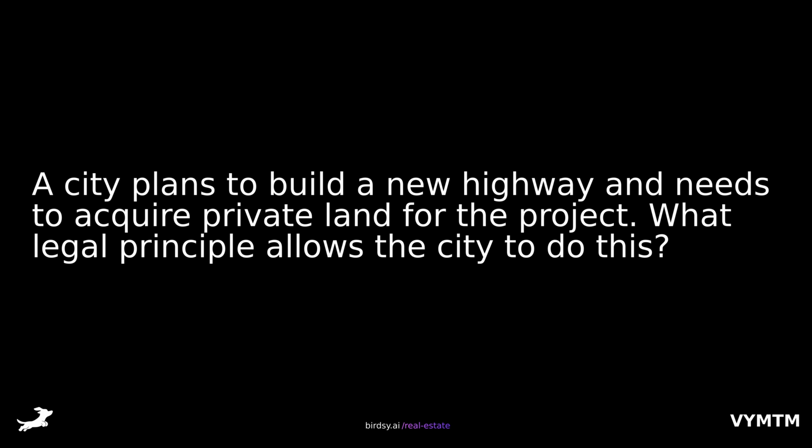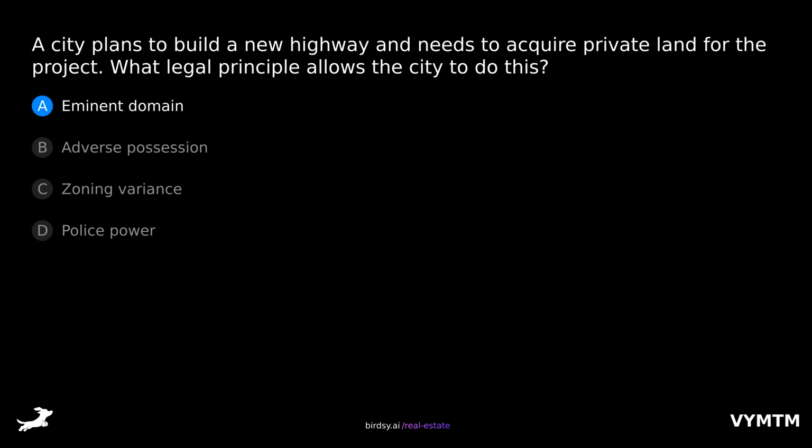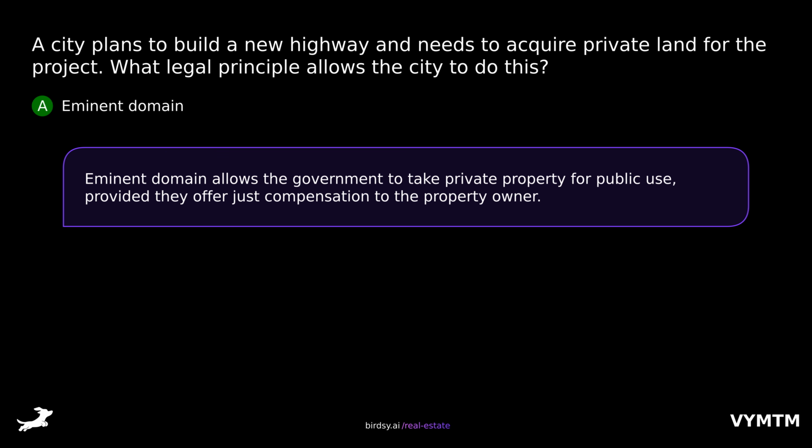A city plans to build a new highway and needs to acquire private land for the project. What legal principle allows the city to do this? Is it A, eminent domain, B, adverse possession, C, zoning variance, or D, police power? The answer is A, eminent domain. Eminent domain allows the government to take private property for public use, provided they offer just compensation to the property owner.